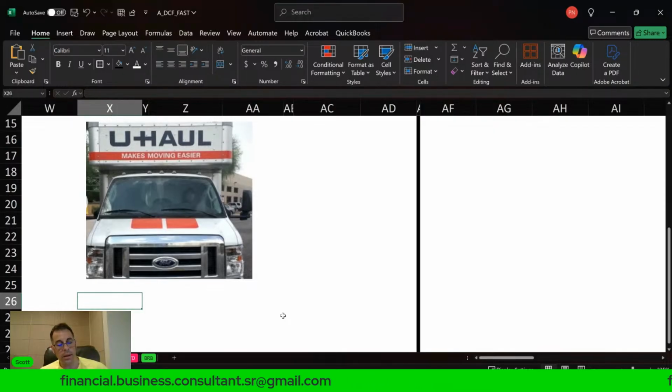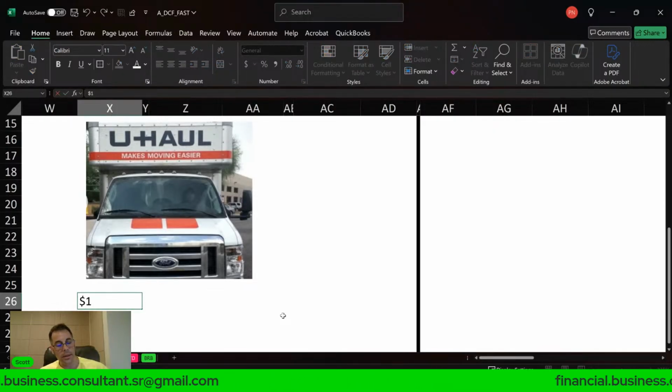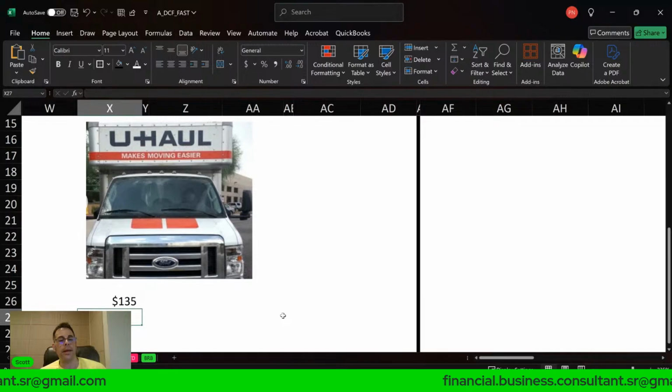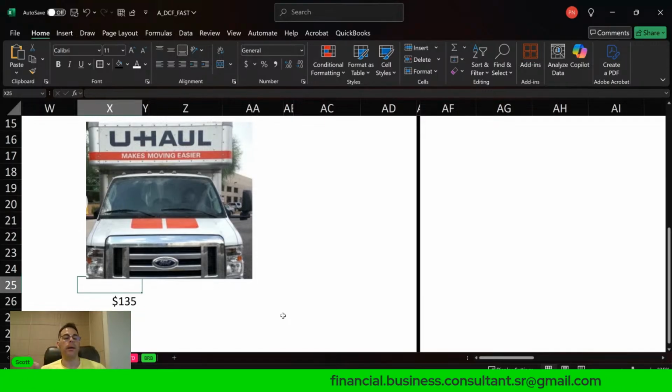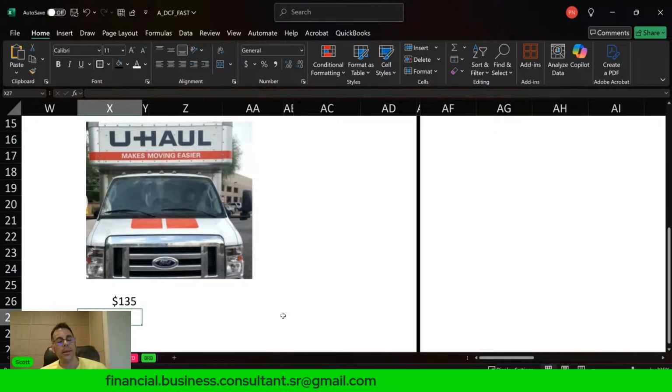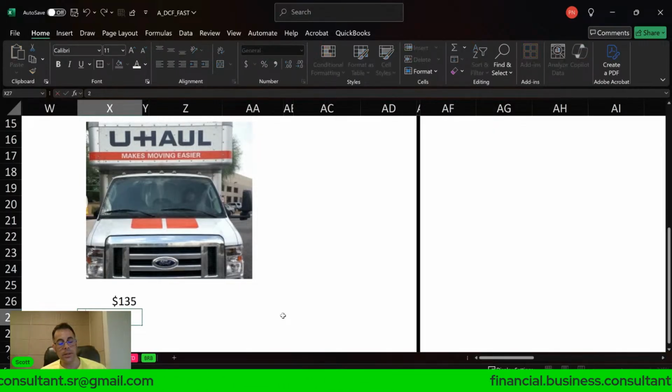So I rented a U-Haul. I think it was like $135 for the day, depending on how many miles. If I go over, I'd have to pay. And then I filled up the U-Haul, and I went to two dumps.